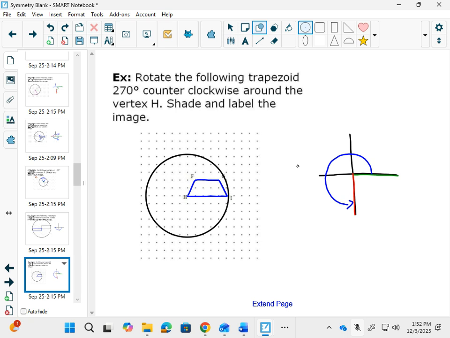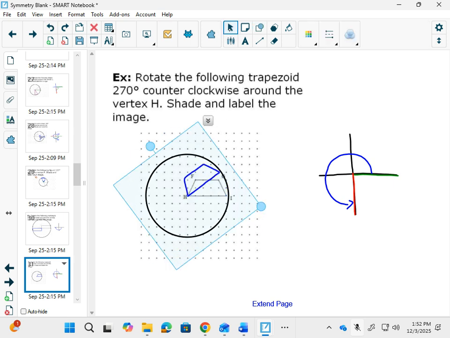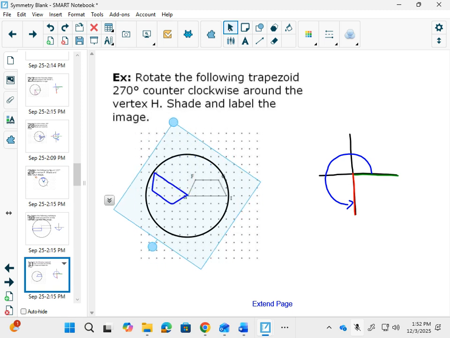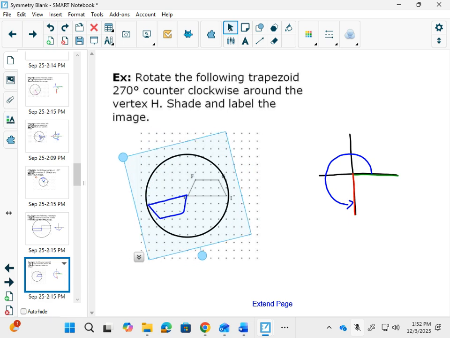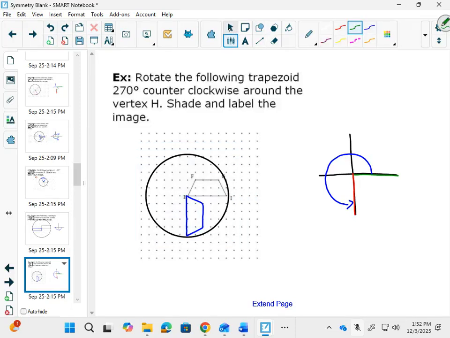Are you ready to see the answer? What is it, 90, 180, 270? Here we go. This direction, this would be 90 clockwise. This would be 180, and then 270. That's right, 270, which makes sense because plus 90 is 360. So 270 counterclockwise is the same as 90 clockwise.